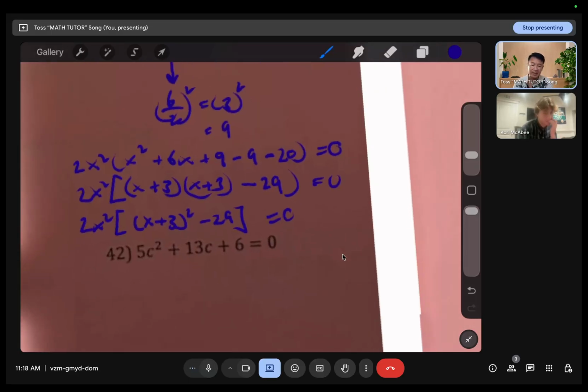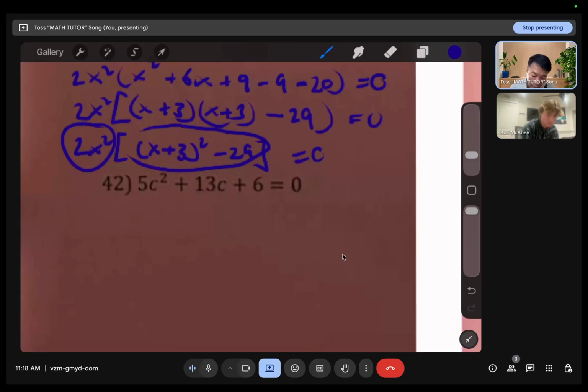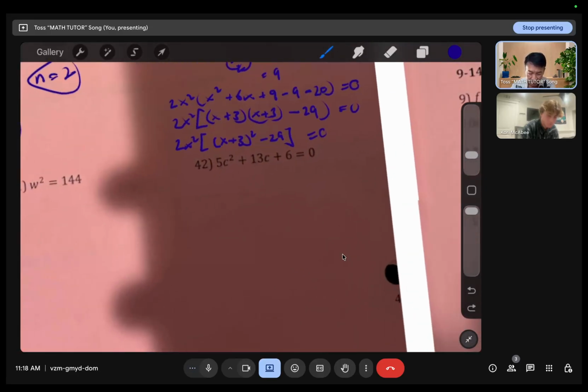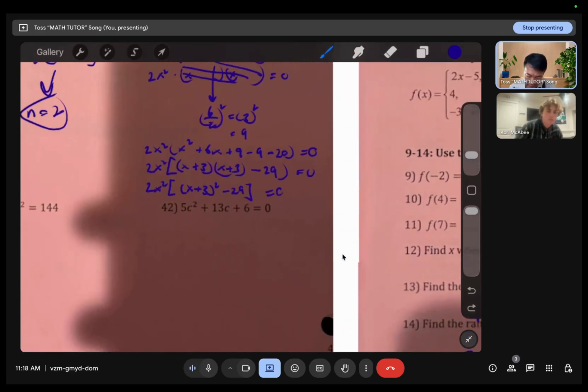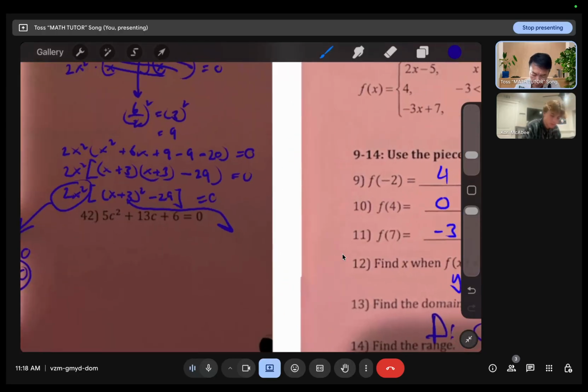Why is this good? Now you can continue setting each factor equal to 0. This one and this whole one. So watch. I need space, but I'll squeeze it here for this term. So 2x equals 0, so x equals 0. I hope you're okay. That's one answer. Then this whole one here, you have to bring it over. You have to set the whole thing equal to 0. So here we go. Everything minus 29 equals 0. Okay, right there.